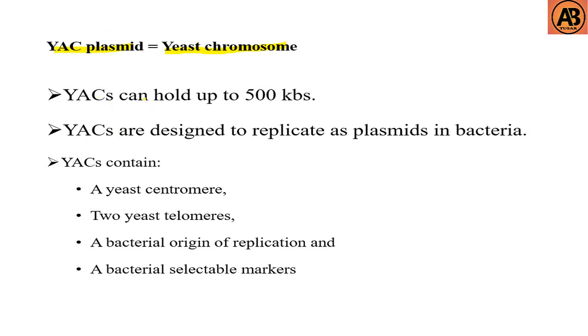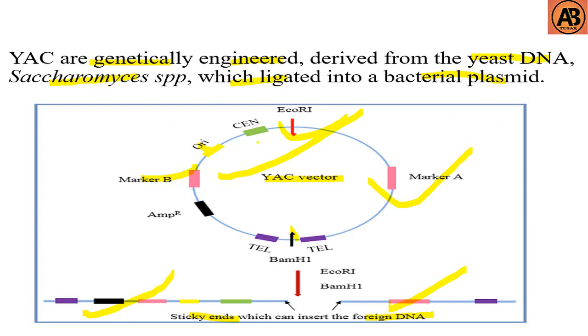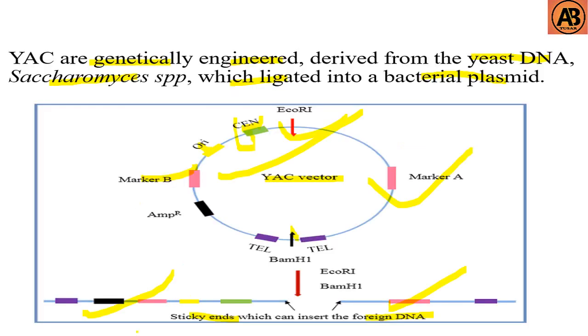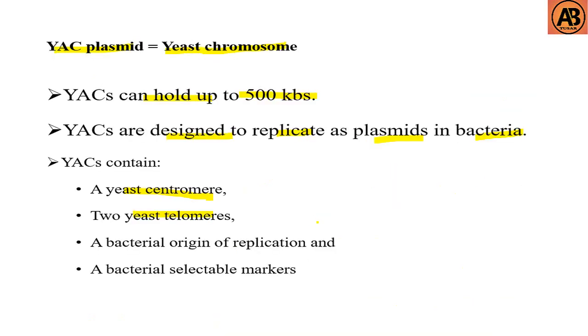A yeast artificial chromosome is a plasmid plus a yeast chromosome. A YAC can hold up to 500 kb. YACs are designed to replicate as plasmids in bacteria. YACs contain a yeast centromere. Here you can see the yeast centromere. Then two yeast telomeres. Here you can see the two yeast telomeres. Then a bacterial origin of replication and bacterial selectable markers.